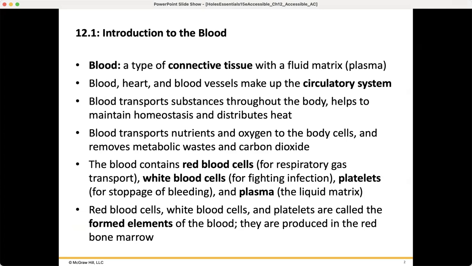So to kind of start with, blood is considered a connective tissue. This connective tissue consists of cells, namely red blood cells, white blood cells, and platelets that are considered what we call formed elements, and they are floating in a fluid matrix, a liquid matrix, which is blood plasma.